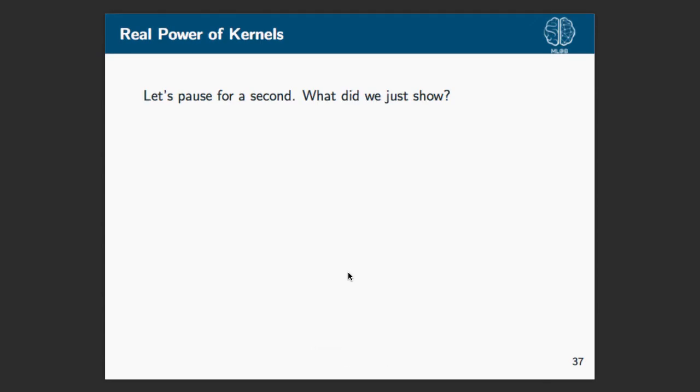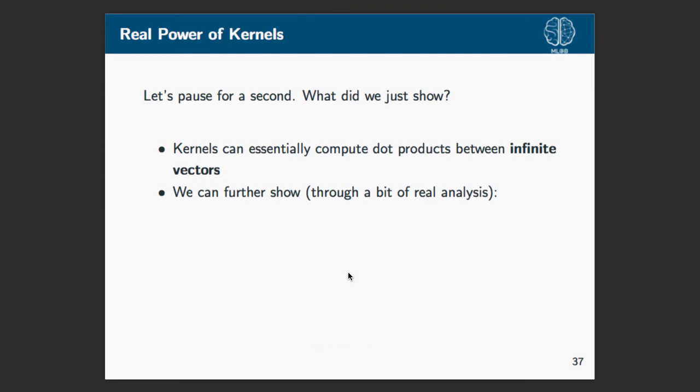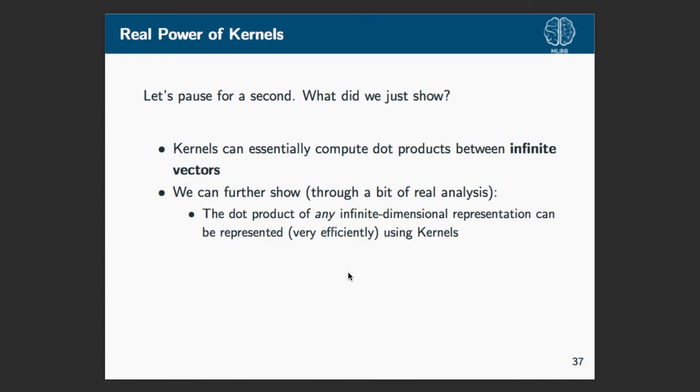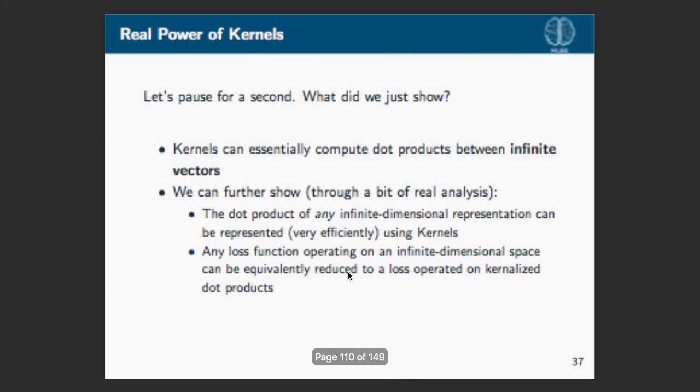Okay, cool. So let's pause for a second and take a step back. What did we just show? We showed that kernels can essentially compute dot products between infinitely long vectors. We can further show, and this requires some more math, that the dot product of any infinite dimensional representation can be represented by these really efficient kernels. So any infinite dimensional representation you can think of can be represented by kernels. And any loss function operating on these infinite dimensional spaces can be equivalently reduced to a loss operating on these kernelized dot products.